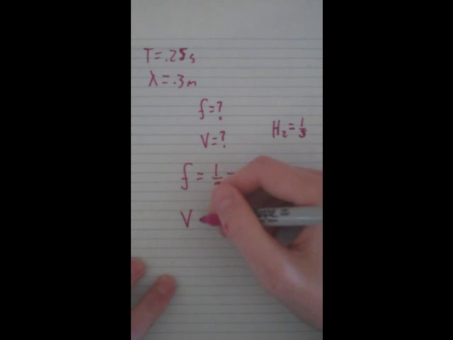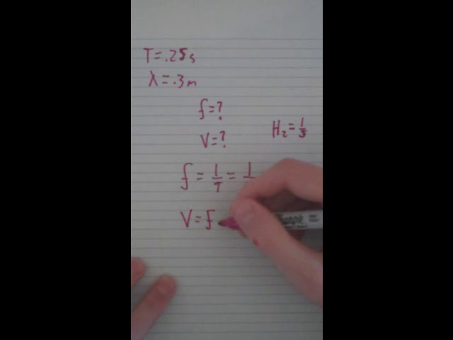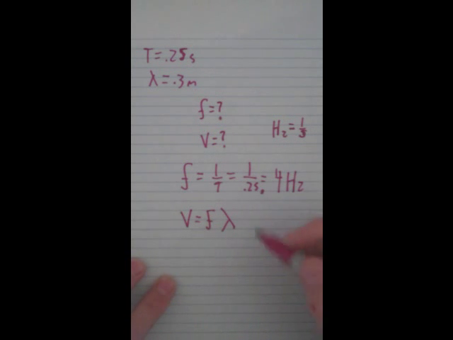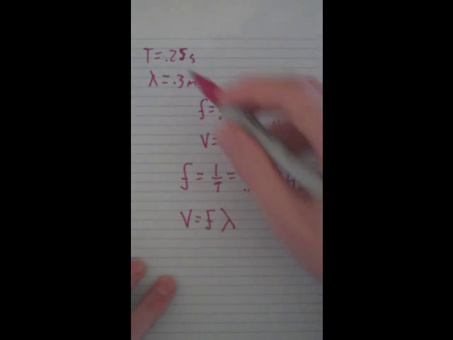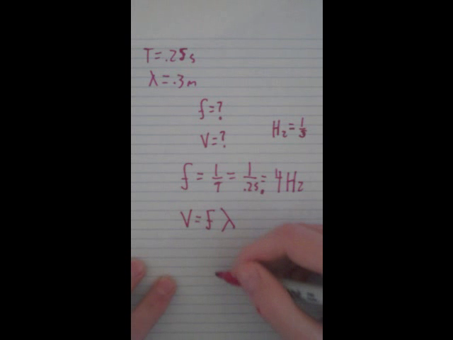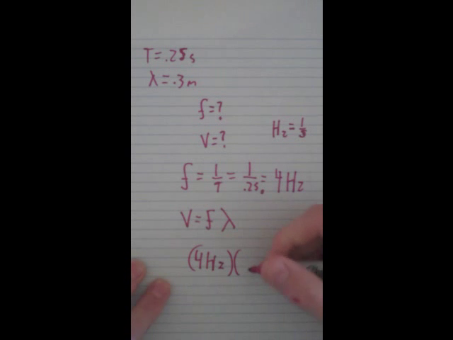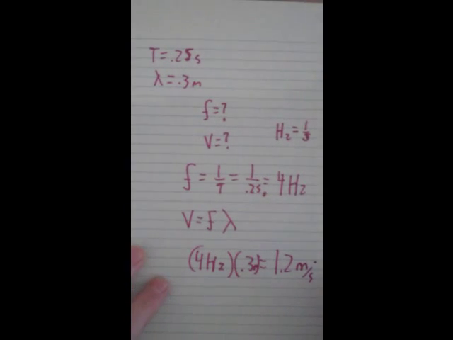Okay, and next we have to find our velocity or speed, which is pretty simple. We just have to use this equation here. Velocity equals frequency times wavelength. And we have our frequency now, and we have our wavelength from before, so we just have to multiply them out. So 4 hertz times 0.3 meters will equal 1.2 meters per second. And that's our velocity right there.